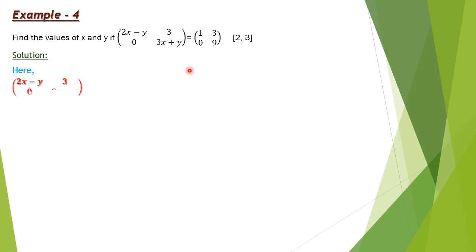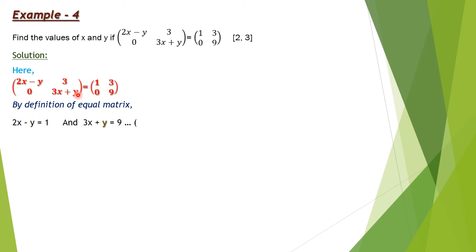This is the given matrix equal to another matrix, 1 3 3 1. As we know, it is an equal matrix. So if matrices are equal, then by the definition of equal matrices, their corresponding elements are definitely equal. Now our corresponding element 2x minus y will be equal to 1. You can see 2x minus y is in first row first column, and 1 is in first row first column, so corresponding elements are equal. Another is second row second column, that is 3x plus y, and 9 in second row second column, so 3x plus y is equal to 9.